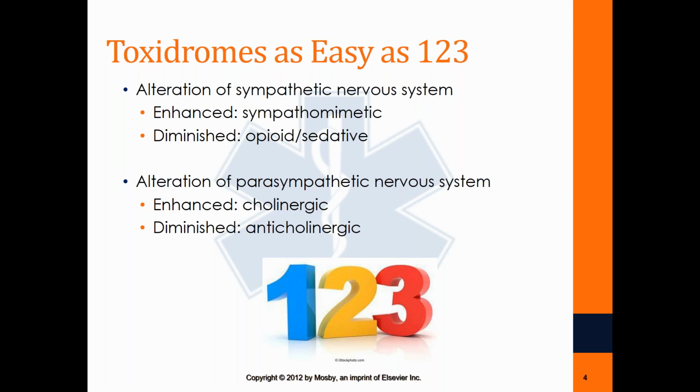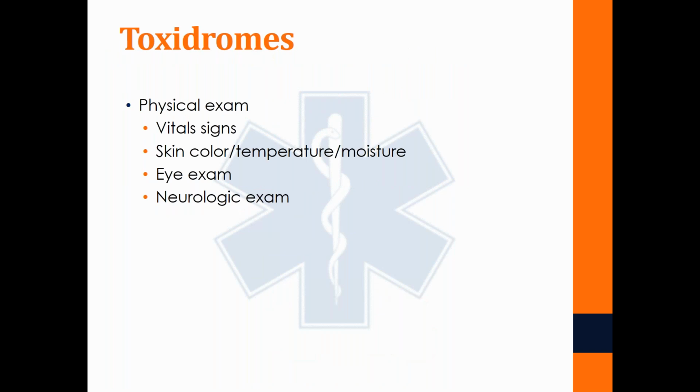So when we talk parasympathetic nervous system, that is the feed or breed system. The parasympathetic nervous system controls saliva production, respiration, ventilation, you name it. So we're going to see some changes to our patients' respiratory status, mental status, things like that. And really what we're looking for when we talk toxidromes are vital signs, skin color, temperature, condition, and an eye and neuro exam. That is going to give us the keys to the kingdom.